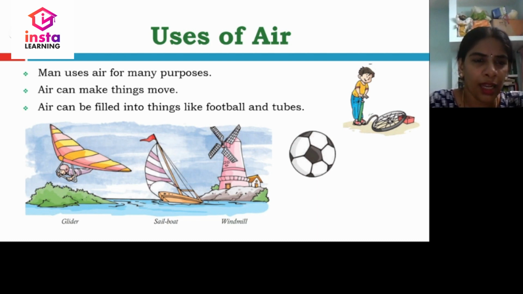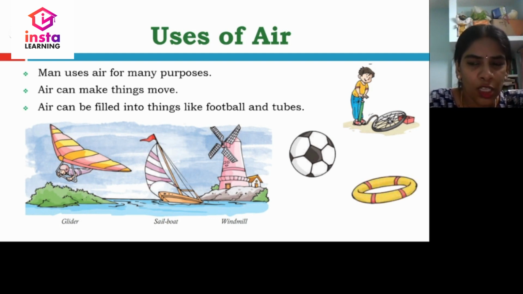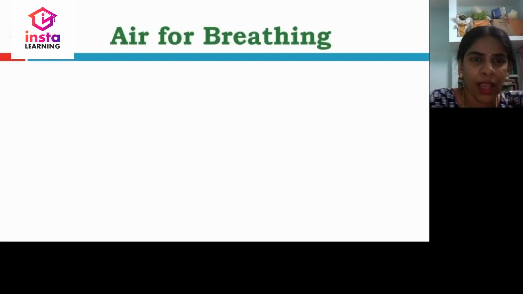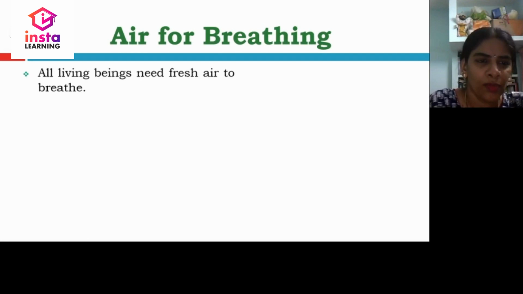Okay. Air can be useful for gliding, sailing, windmills, footballs and air tubes. Even for the swimming pool tube. Air is meant for breathing. All living beings need fresh air to breathe.